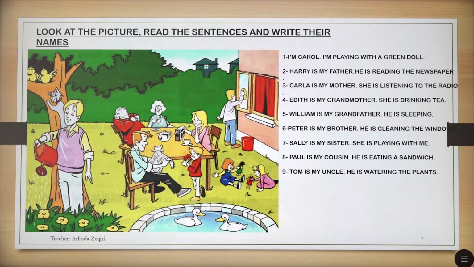8. Paul is my cousin. He's eating a sandwich. Okay, we found Paul. Yes. And the last one, Tom is my uncle. He is watering the plants. Okay, did you find Tom? Yes, he is the only one watering the plants. So, take a few seconds and try to memorize what each is doing in the picture.